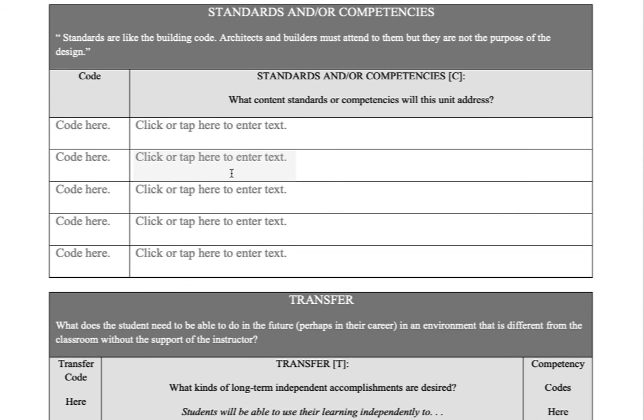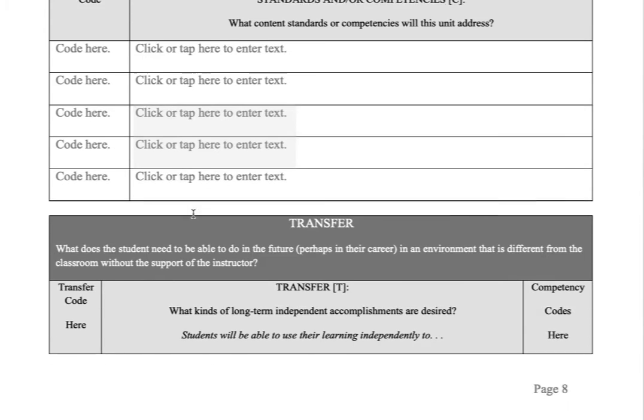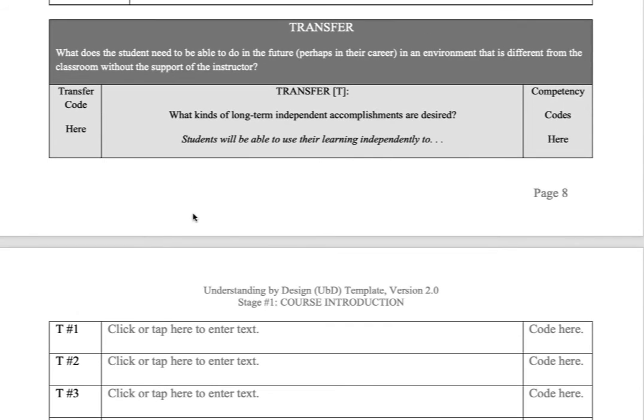And then once you've had a chance to complete that and you've typed in all the codes and all of the standards that you're covering in your unit, the very next step in the Stage 1 template is transfer. Now when I think about transfer, I'm thinking beyond just what am I teaching my students in this unit, like slope is rise over run, and I really want to come up with things that they can use even outside of my classroom, maybe even in another subject area or in later years.